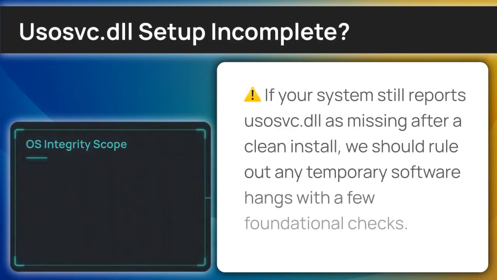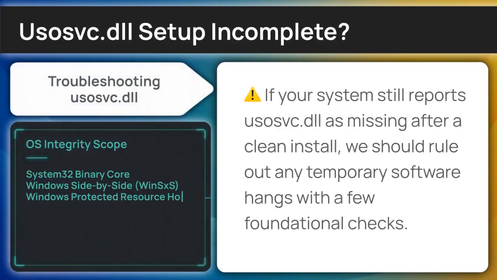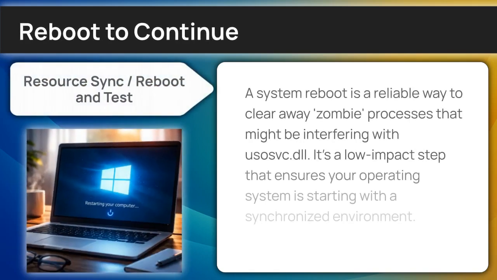If the error persists despite the new library files, we must verify if a simple synchronization conflict is preventing the file from loading. A system reboot is a reliable way to clear away zombie processes that might be interfering with Update Orchestrator Service. It's a low-impact step that ensures your operating system is starting with a synchronized environment.